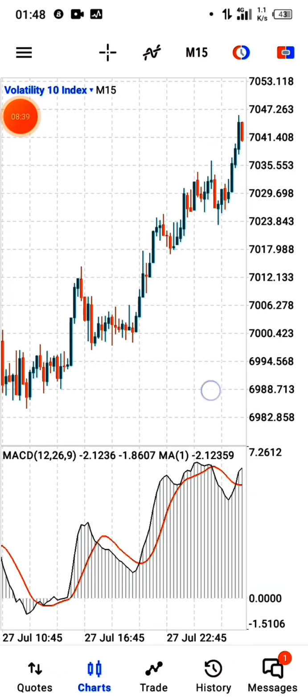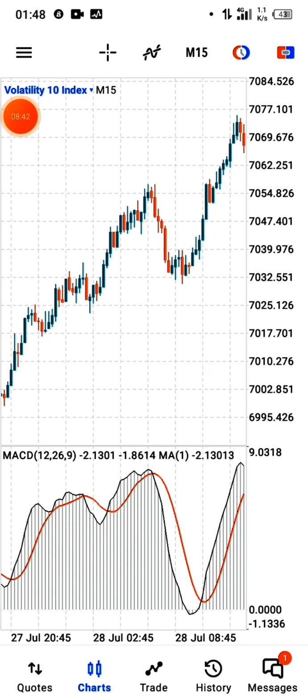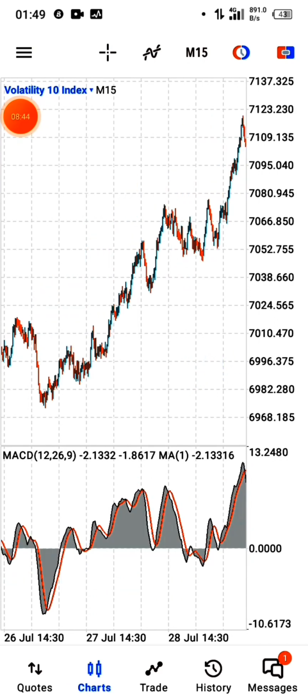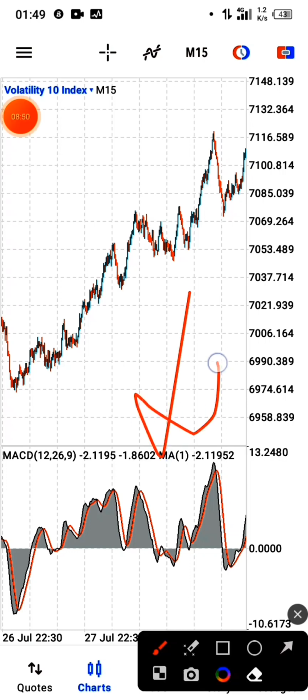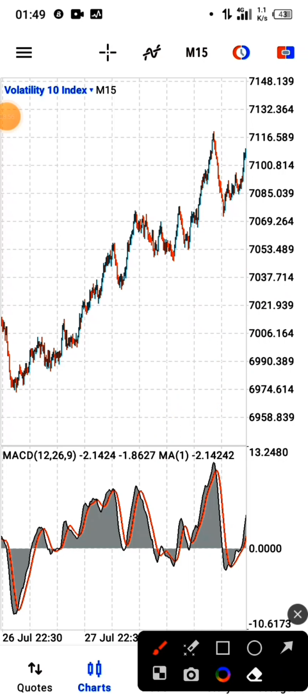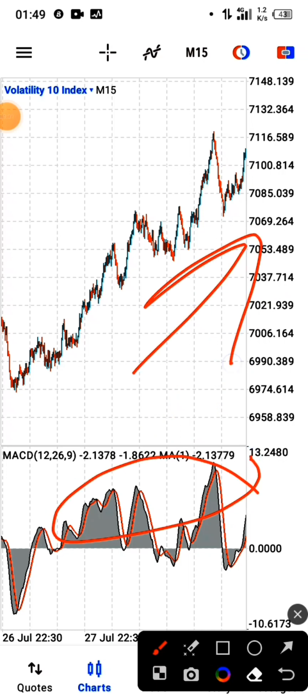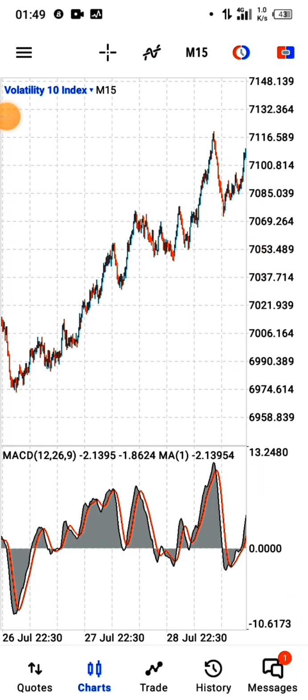So on our entries, we'll be only entering in the direction of the trend. If the market is in an uptrend, we're only going to be looking for our buy setups. And if the market is in a downtrend, we're only going to be looking for our sell setups. So what do we have to do over here? As you can see, the MACD is above level 0. It shows that the market is in an uptrend. So we're only going to be looking for our buy setups.